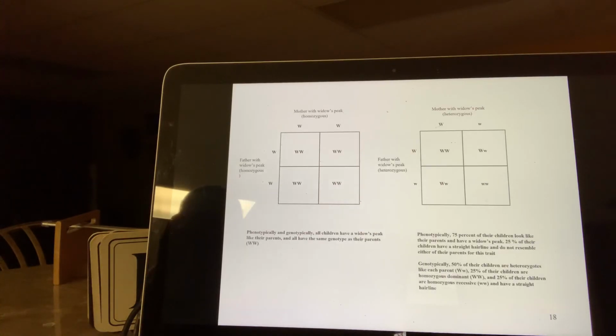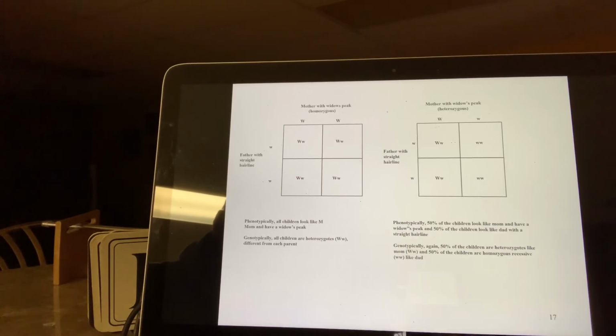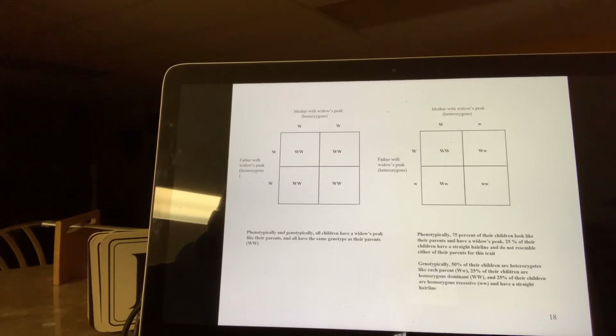Two more examples. Now, the mother is homozygous for a widow's peak again, like we saw in this example. But the father also has a widow's peak, and he's also homozygous. So the mother's alleles are big W, big W. The father's alleles are big W, big W. You fill in the boxes, and all 4 boxes have big W, big W.